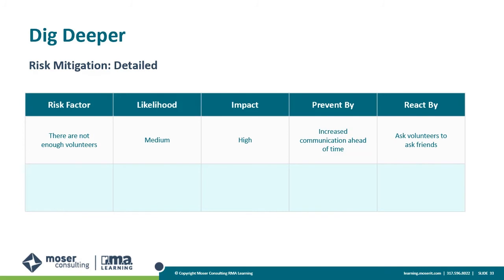What impact will there be if the risk does occur and we don't have enough volunteers? The impact, as you can see on this chart, is high. What can we prevent ahead of time? Well, maybe if we create more communication to get more people involved, that might be a way to prevent some of the problems. Well, what if that doesn't work and we can't prevent it? Well, we're going to have to go find friends, I guess. Take one of your e-learning projects now and use this chart to figure out what your risk is.